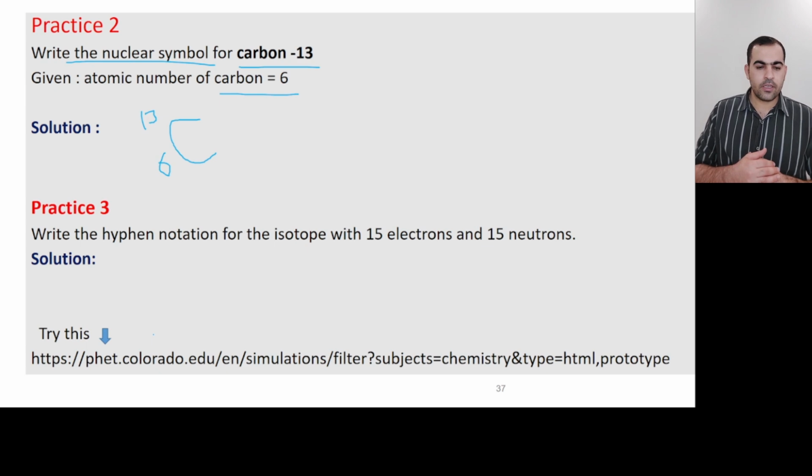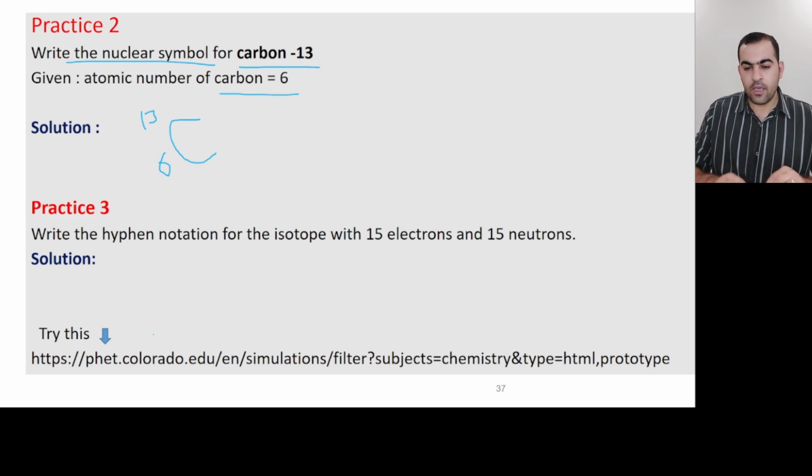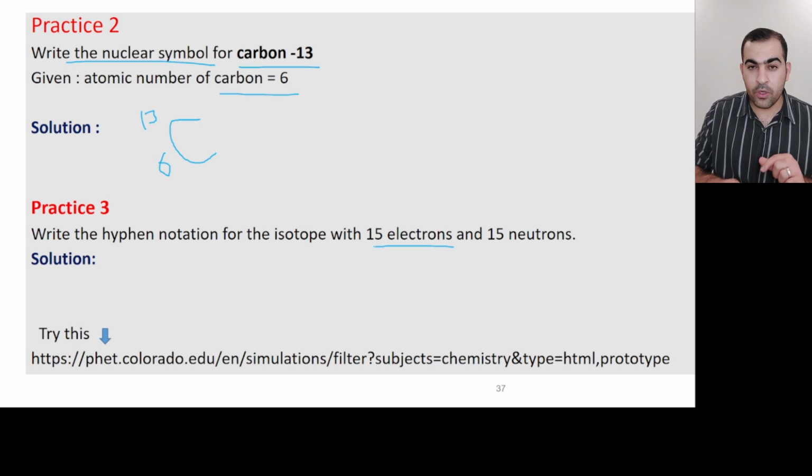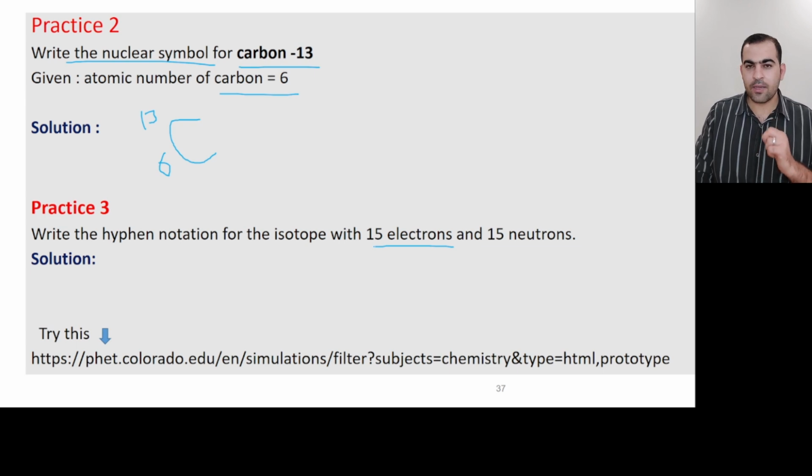For practice 3, write the hyphen notation for an isotope with 15 electrons and 15 neutrons. For hyphen notation, I need the name of the element and the mass number. How can I find the name of the element? It's written 15 electrons, which means 15 protons, so the atomic number is 15. Which element has atomic number 15, 15 protons in its nucleus? Phosphorus.